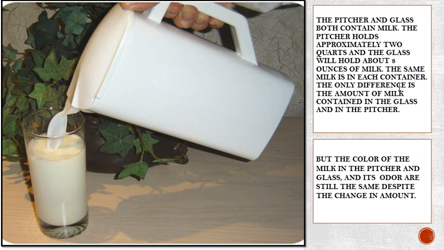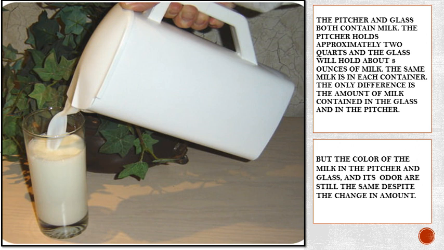Extensive, if you change the amount, the property will definitely change. But the color of the milk in the pitcher and in the glass, and its odor, is still the same. So therefore, even if we transfer the milk to the glass, there is no change in its color and odor. Therefore, we are talking about intensive properties.